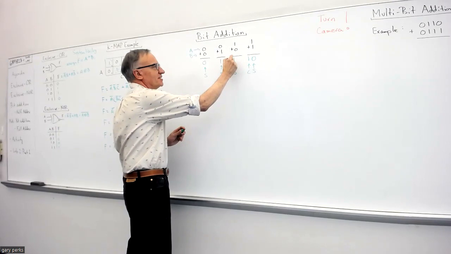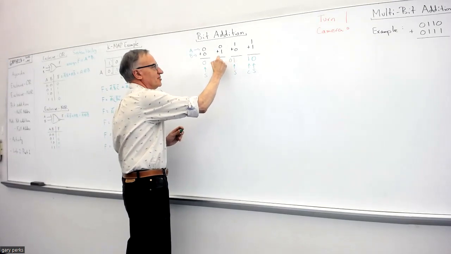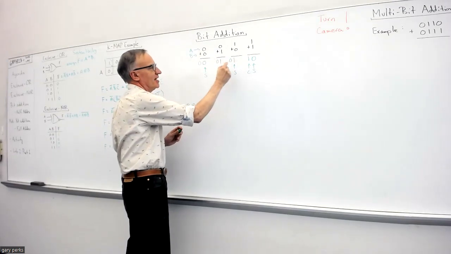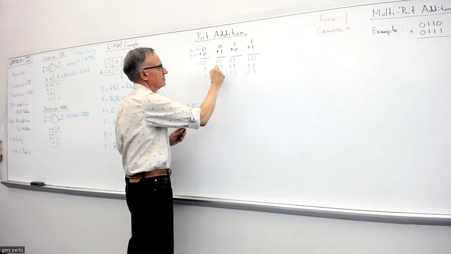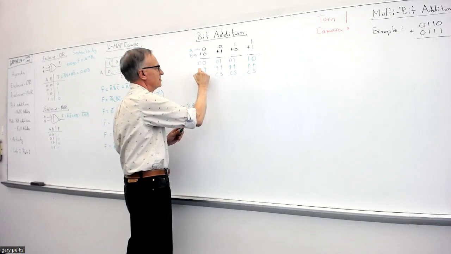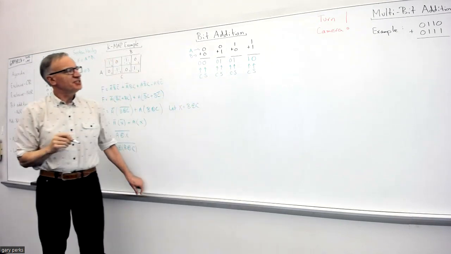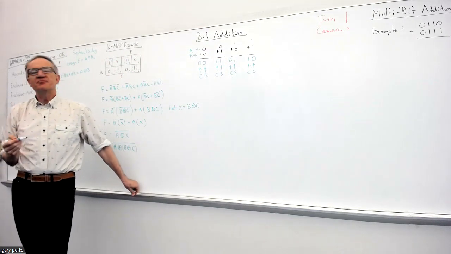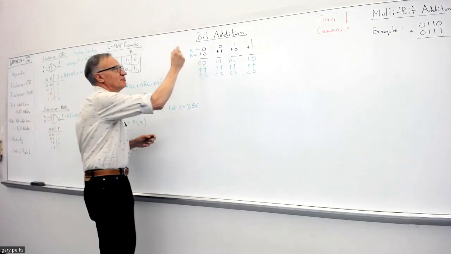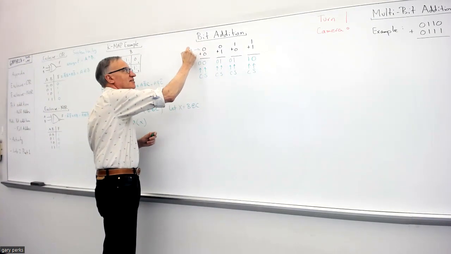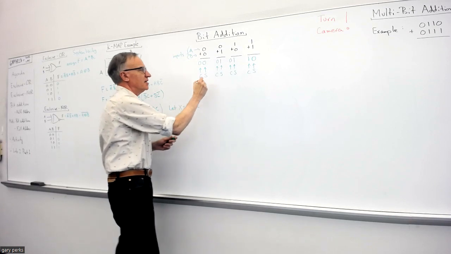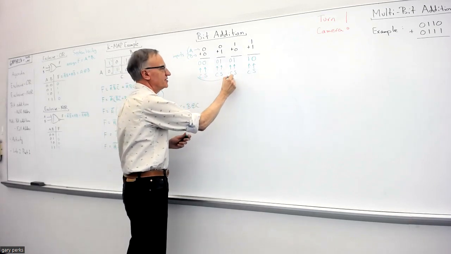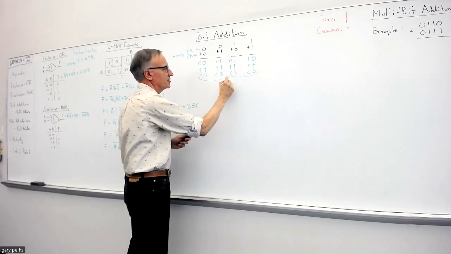It's not absolutely necessary to put the zeros here because it doesn't change anything, but I'm going to put them here just to emphasize that for these additions, this is also the C bit. So I'm just labeling my input bits and my resultant bits. These bits that we're adding are inputs, and these bits that are the result are outputs.